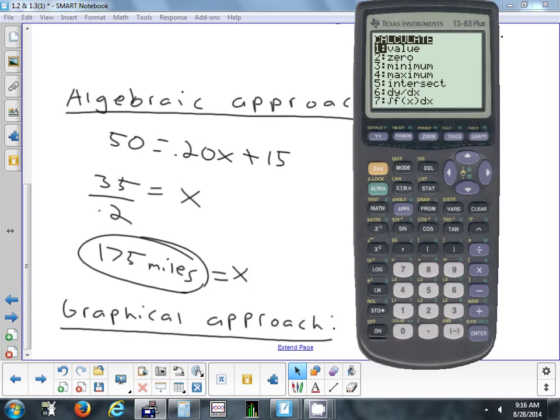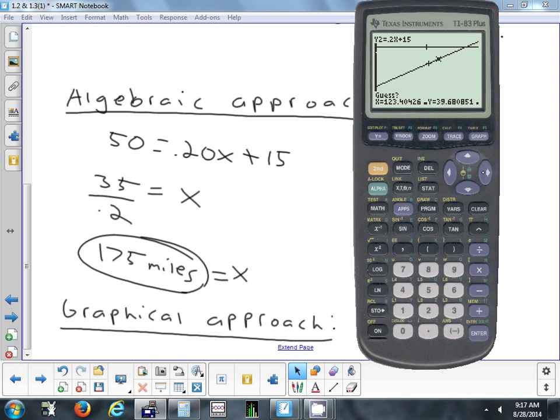Now, if I'm trying to find where the lines cross, which option do you think I'm going to pick? Yeah, intersect. I want to know where they intersect. So I go down to the fifth option, hit 5. Now it's going to ask me for a point on the first curve. The calculator calls everything a curve. Doesn't matter where you pick. Point on the second curve somewhere. So you just pick a point anywhere you want, hit enter.